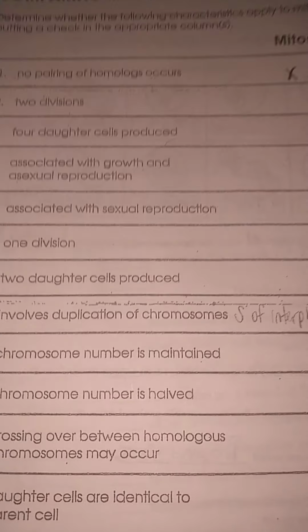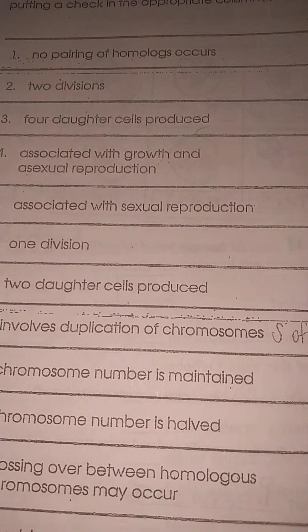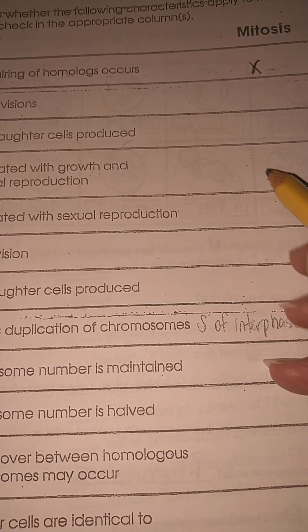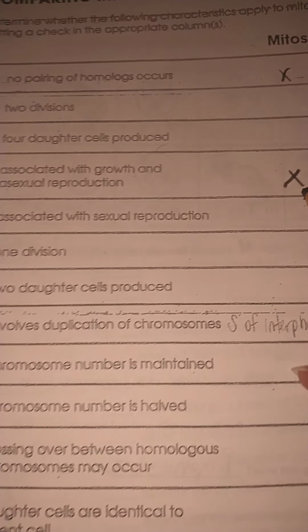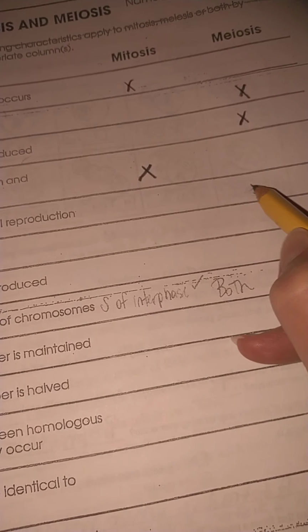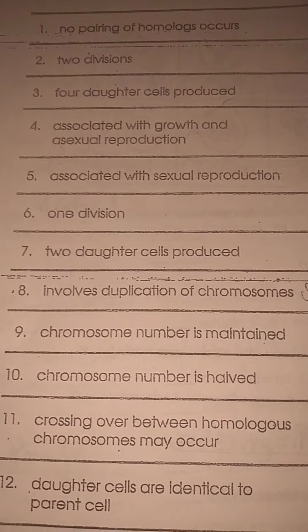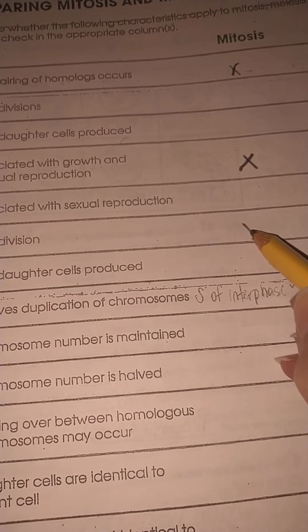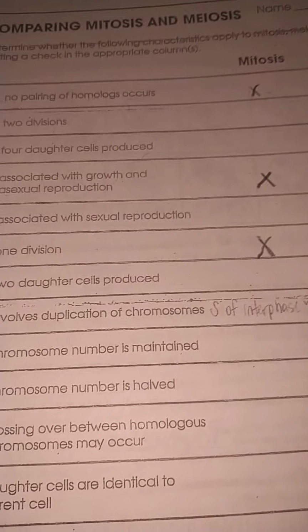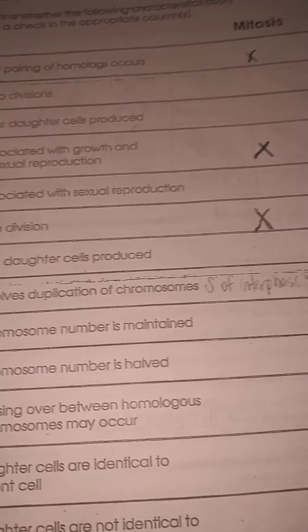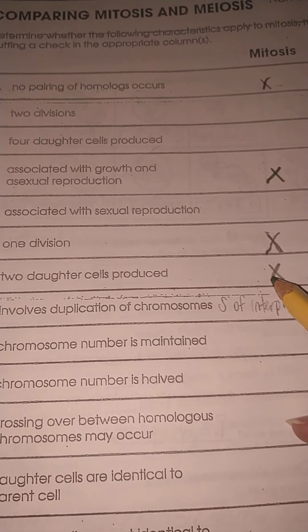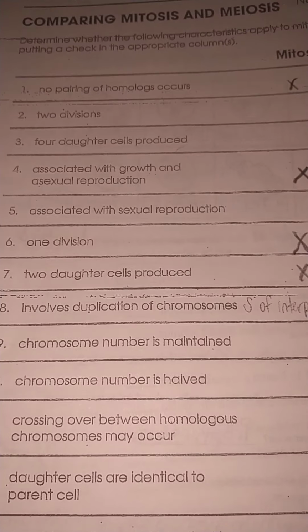Associated with growth and asexual reproduction. Well, if it's asexual, then that's going to be mitosis. Meiosis is forming gametes for sexual reproduction. Associated with sexual reproduction, well, that's going to be meiosis. 1 division. Mitosis only goes through 1 division. Meiosis goes through 2. Mitosis goes through 1. So that goes under mitosis. 2 daughter cells are produced. Well, because mitosis goes through 1 division and forms only 2 cells, and they are genetically identical in mitosis.